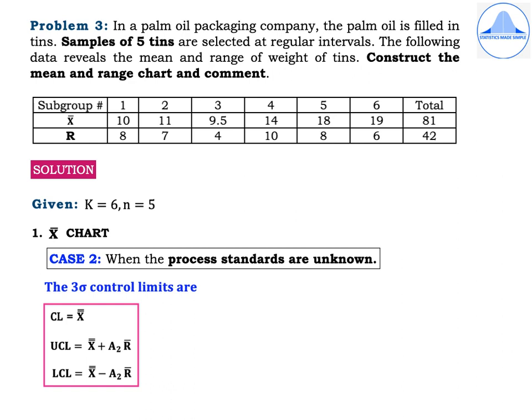Starting with the X bar chart, the case is when the process standards are unknown. The 3 sigma control limits are given by CL is equal to X double bar, UCL is equal to X double bar plus A2 R bar, and LCL is equal to X double bar minus A2 R bar.